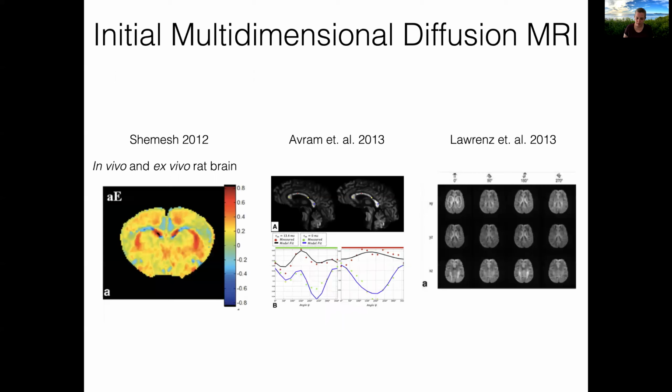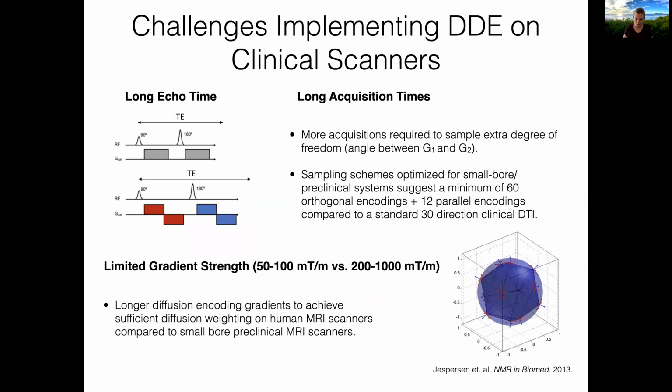But it wasn't until 2011 that Noam Shemesh won the ISMRM Young Investigator Award for his paper demonstrating multidimensional diffusion MRI in the in vivo and ex vivo rat brain, which I believe was the first imaging demonstration of the technique. A couple of studies on human MRI scanners followed not long after. Avram et al. performed measurements along the corpus callosum, and Lorenz et al. demonstrated initial images in the in vivo human brain.